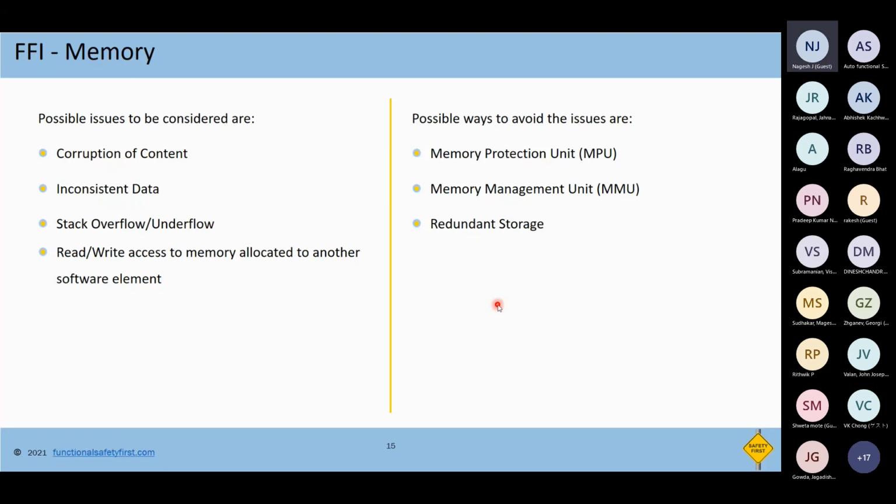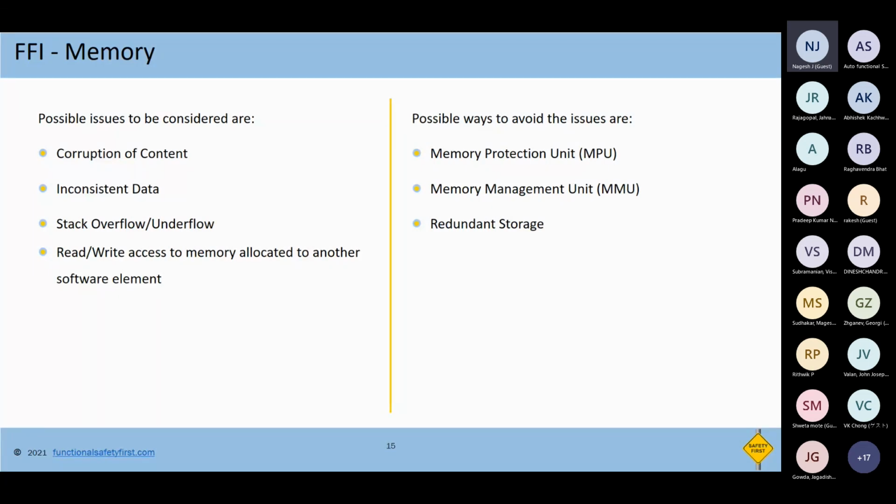Then there is the possibility that the data is not consistent, so it keeps changing. So that's a problem. Then we are using stacks, so the stack could get overwritten, so a possibility of stack overflow or underflow could happen. And then finally, the biggest issue is that you have set access permissions, but still there are problems by which the read write access is incorrectly taken up by a component that should not have the access. So these are the potential problems that could happen when it comes to memory.